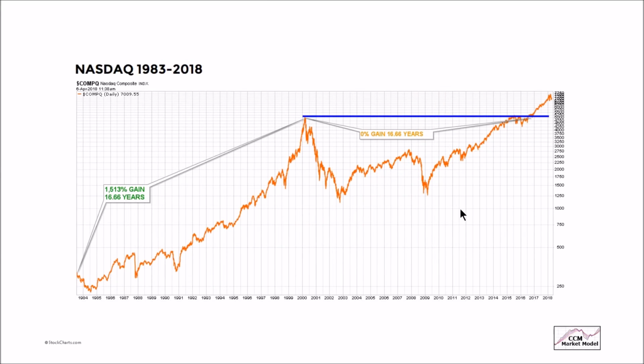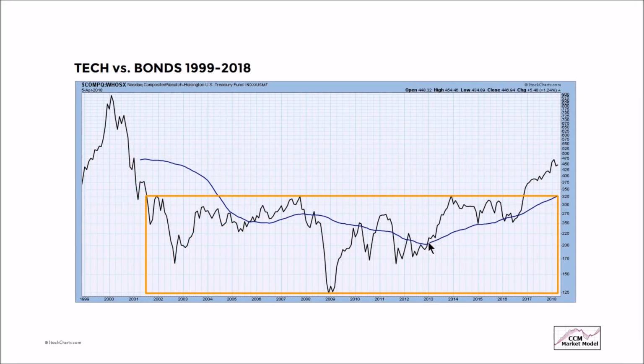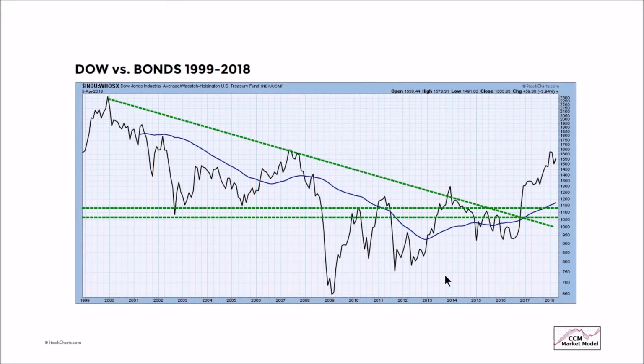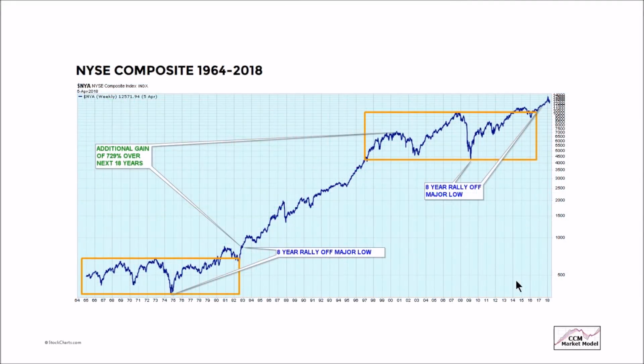April 6th, 2018, we still have a very favorable long-term setup for tech stocks. April 5th, 2018, we still have a very favorable setup for technology stocks versus bonds. We still have a very favorable long-term setup for global equities. We still have a very favorable long-term setup for industrial stocks relative to long-term treasury bonds. We still have evidence in hand that tells us stocks could rally for many years to come.